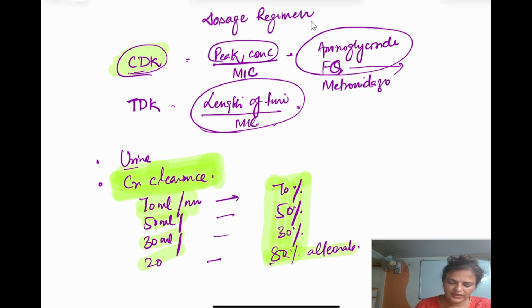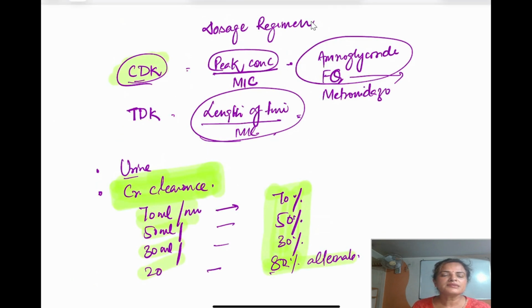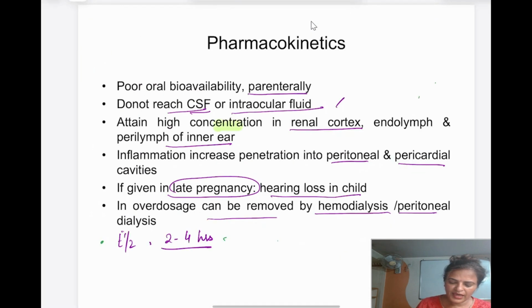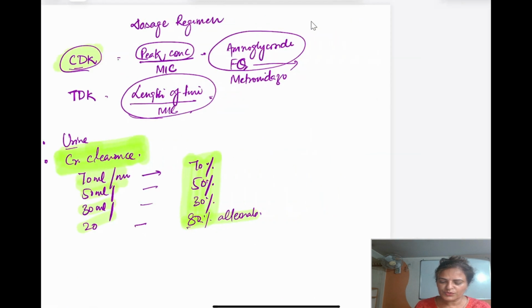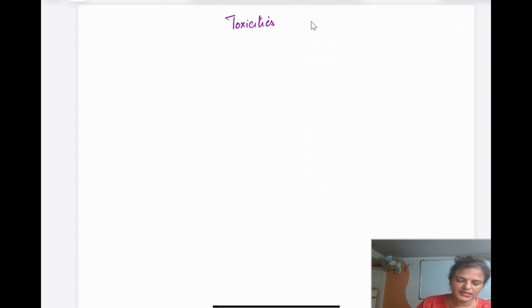Another important point: where is its maximum concentration? High concentration is achieved in the renal cortex and in the inner ear. Because of that, it shows important toxicity. Where is its toxicity? It is nephrotoxic. This is a very important question from this topic: write the important toxicity of aminoglycoside. So it is highly nephrotoxic.